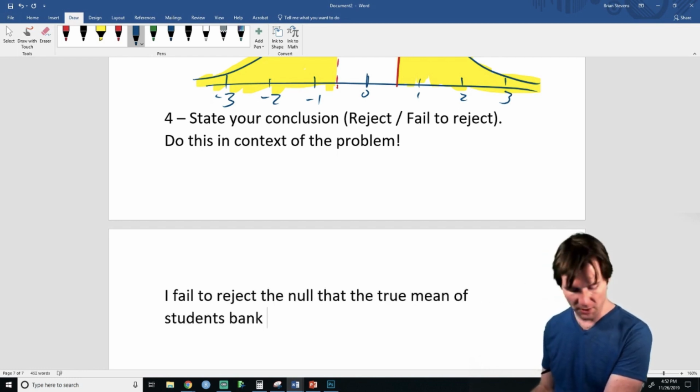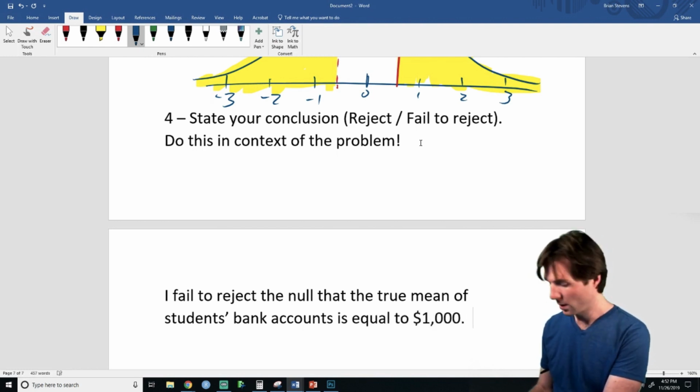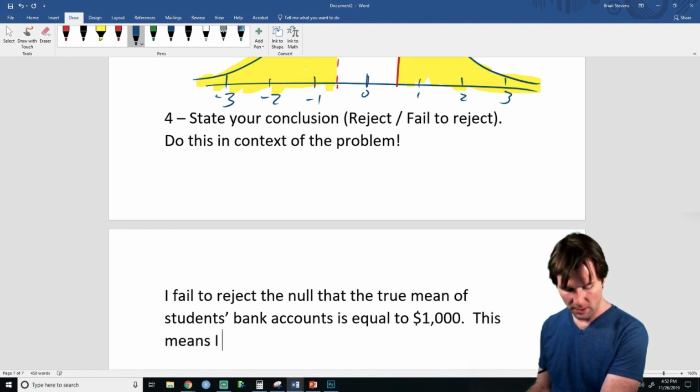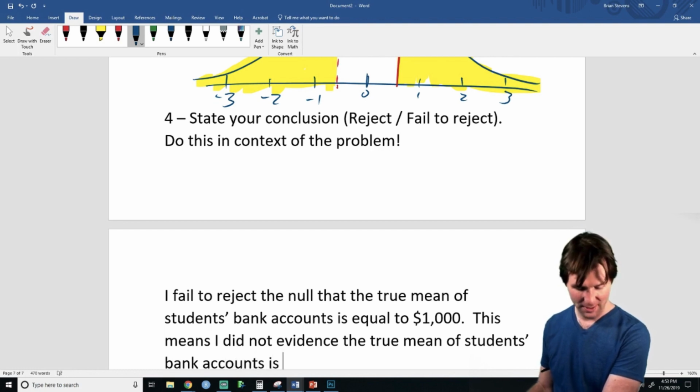I fail to reject the null that the true mean of student bank accounts, I did it again, I don't know how to grammar, is equal to, this means I did not have evidence the true mean of students' bank accounts, we're going for all the points on the test, is not equal to.